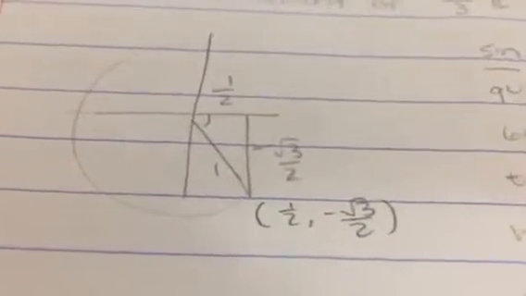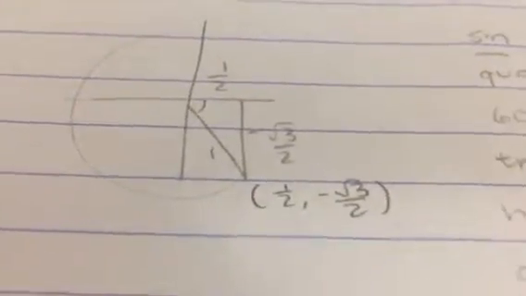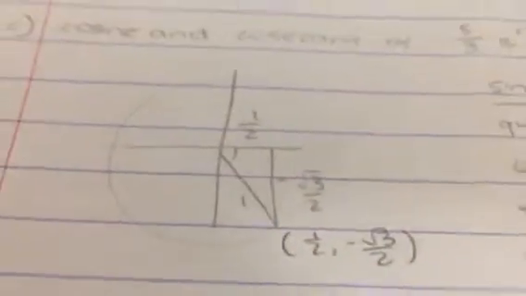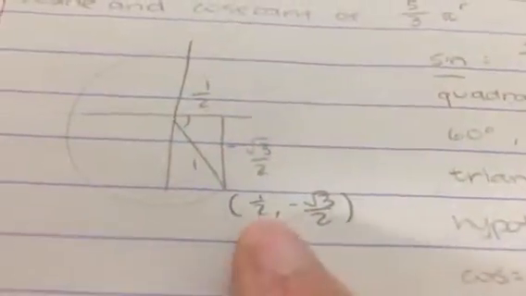Okay, next I did cosine and cosecant of 5/3 pi, and here I drew 5/3 pi, which is 300 degrees, so it is in the fourth quadrant and has a reference angle of 60 degrees, therefore forming a 30, 60, 90 triangle. Since it's in the unit circle, it has a hypotenuse of 1 and legs of 1/2 and negative root 3 over 2. And so cosine is adjacent over hypotenuse, so that's just 1/2, or the x value.